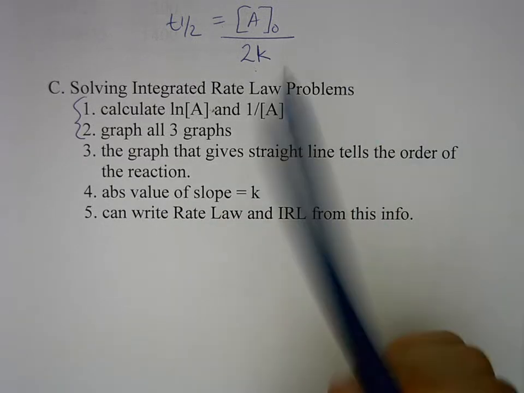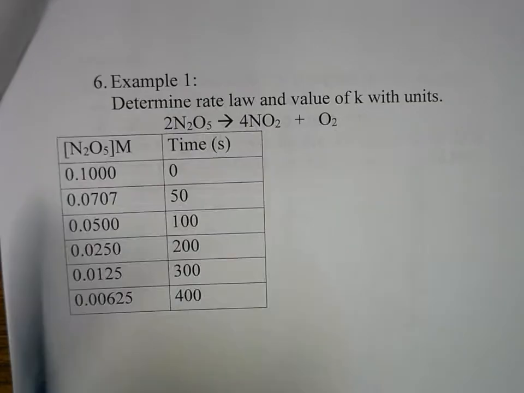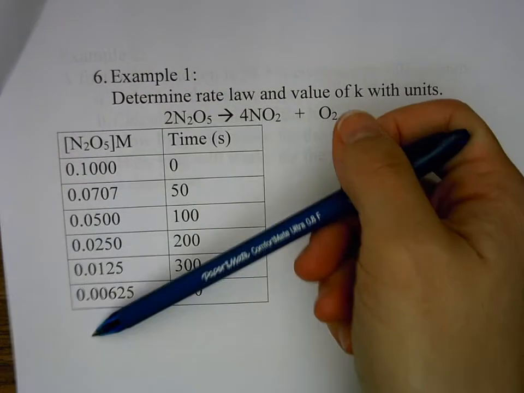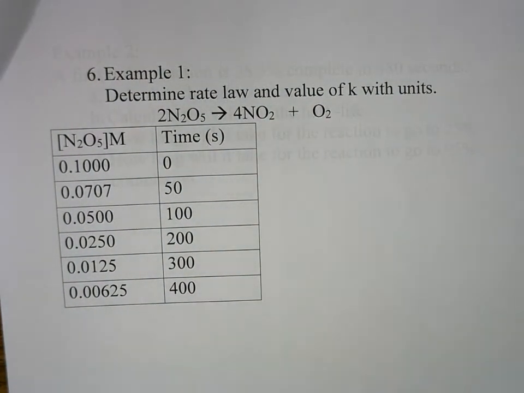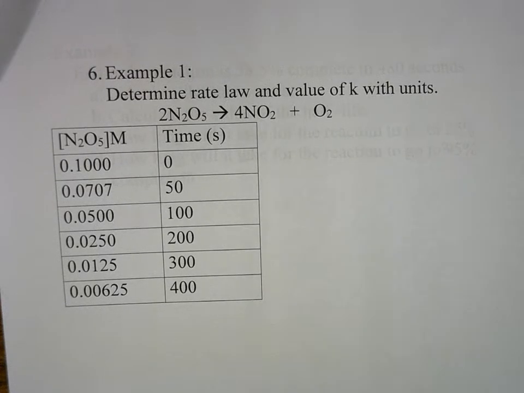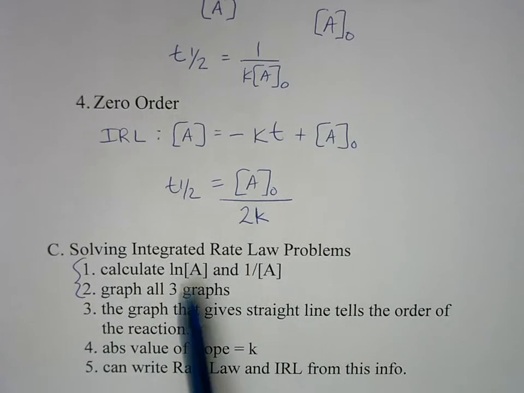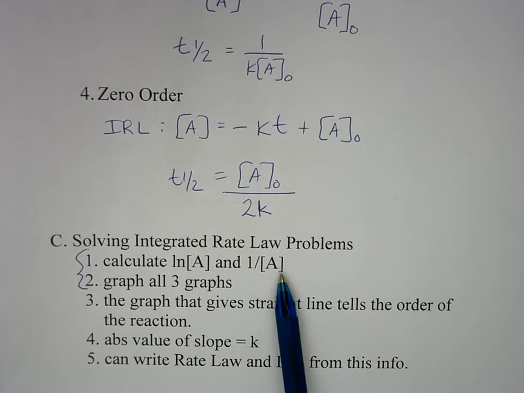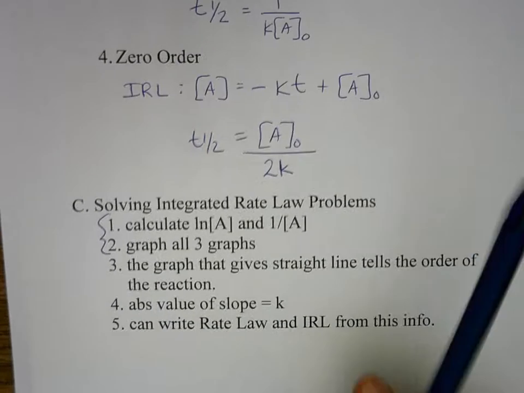The steps in an integrated rate law problem, just to give you an idea, don't write this down yet. You're going to be given a chart that has the concentration of the reactant over time, because the integrated rate law shows how those things are related to each other. With that data, you're going to have to calculate the natural log of the concentrations, calculate 1 over the concentrations, and then graph all 3 graphs. That's if you don't have a graphing calculator. You have to do all of that. That's why it takes extra time if you don't have one.